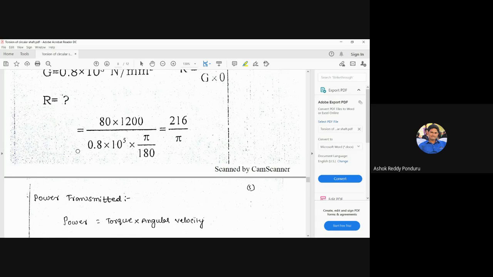I am telling again, in a beam, if you apply the transverse load at the center, then there is no twisting moment. The same load applied at the edge of the beam gives a twisting moment. Otherwise there is no twisting moment.